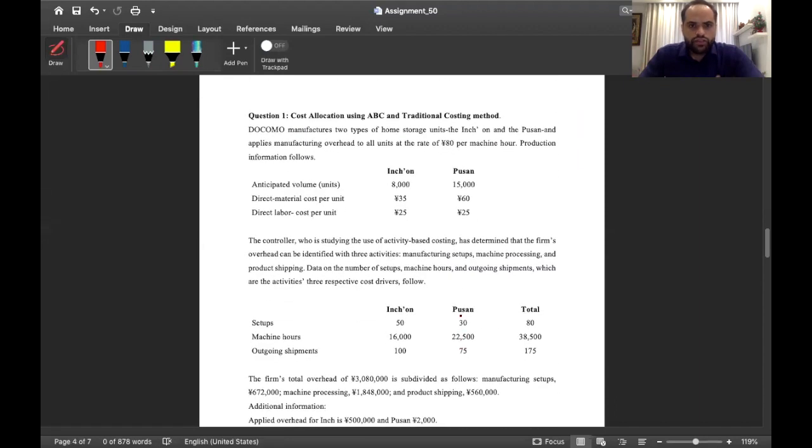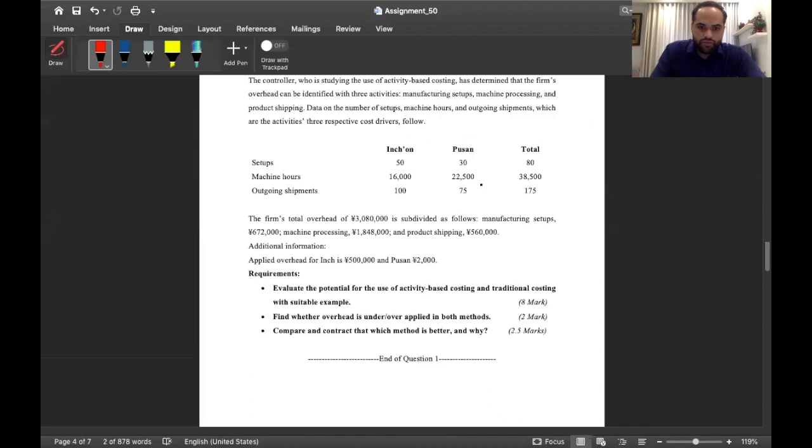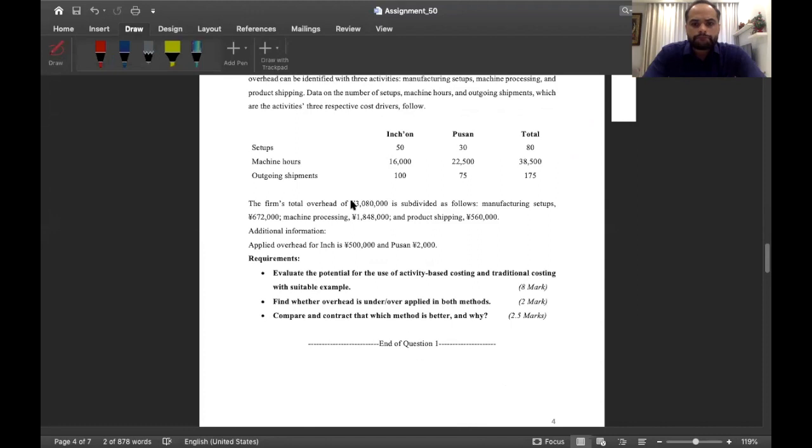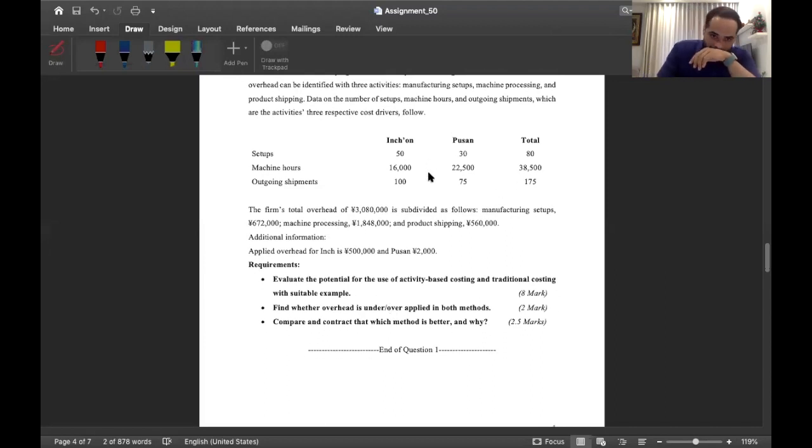So the first question is about activity-based costing and the traditional costing method. This is the information you have, all kinds of information. Keep in your mind that at the end of the question I am giving you information about applied overheads, which for product Inch is this and for product Poisson is this. So 500,000 yen and 2,000 yen. This is the applied information that you may need for these requirements.